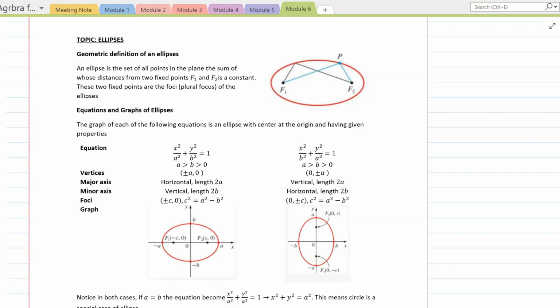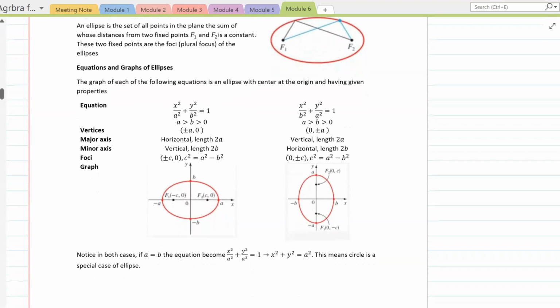The equation of an ellipse is of the form x squared divided by a squared plus y squared divided by b squared equals 1, for a greater than b greater than 0. If this is true, then the ellipse has vertices at plus and minus a, 0, so there are 2 points for the vertices. You have the major axis, which is the horizontal length of 2a. The minor axis is the vertical length of 2b, and the foci satisfy c squared equals a squared minus b squared, and they come as 2 points. And the graph is a horizontal ellipse.